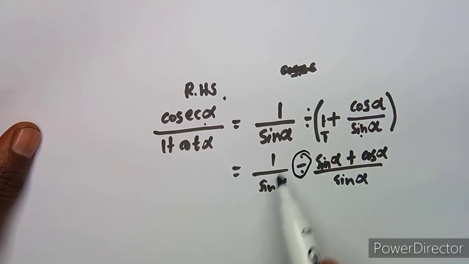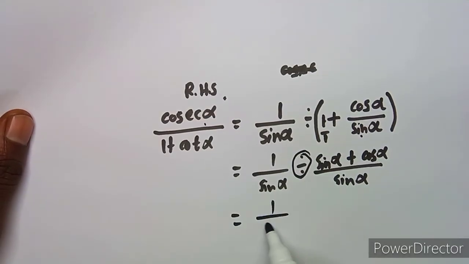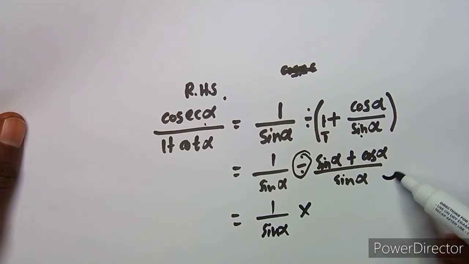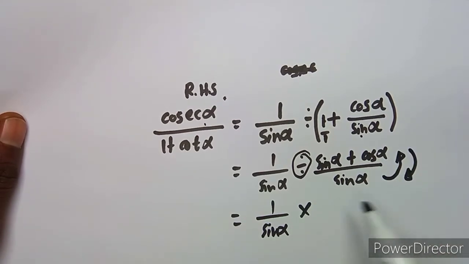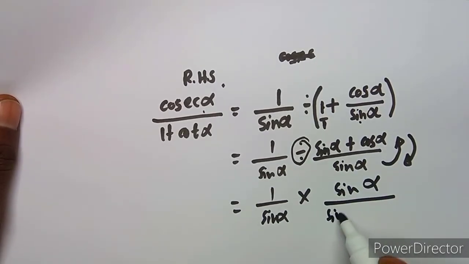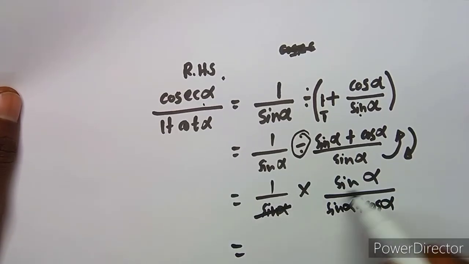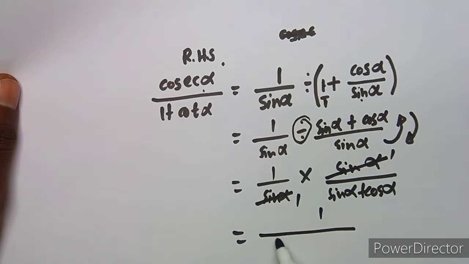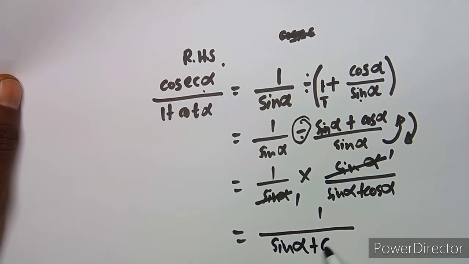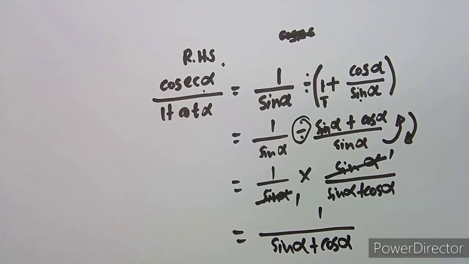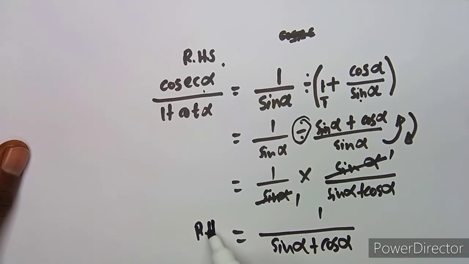Then as usual, you have to get rid of that division. So it's going to be 1 over sine alpha times, the moment you introduce a multiplication, you now invert the second fraction, which is sine alpha over sine alpha plus cos alpha. So this is what is going to happen. So we are going to have 1 over sine alpha plus cos alpha. So this is what we actually obtained from the right hand side here.